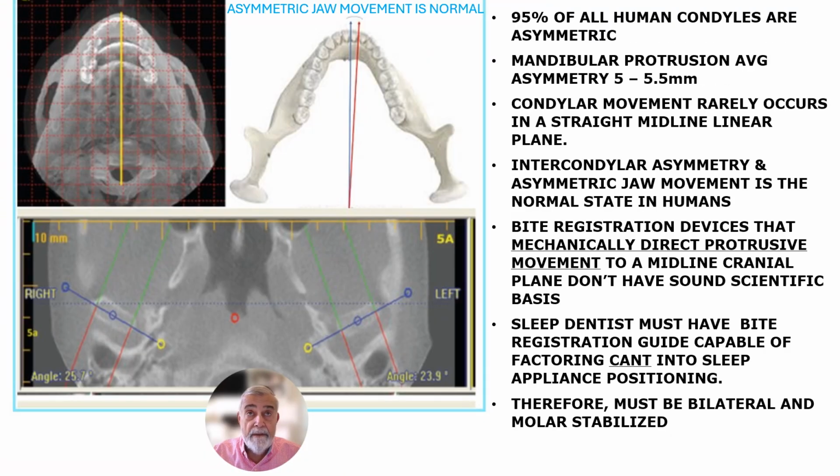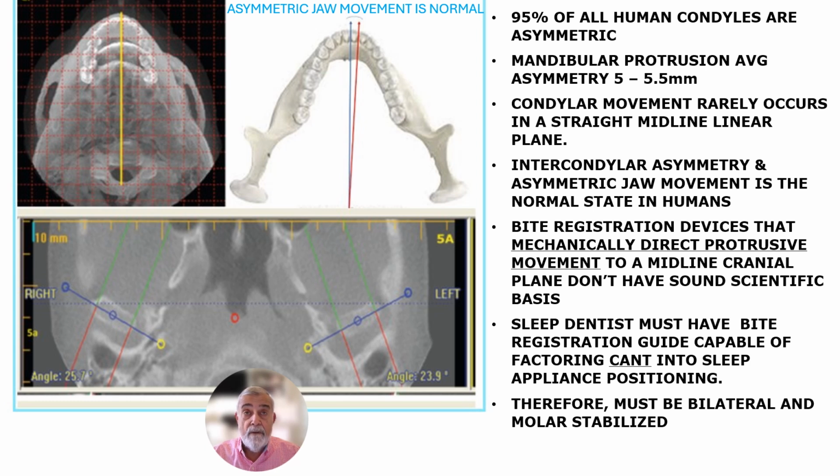Moses, that's me, demonstrated that 95% of all human condyles are asymmetric relative to a sagittal plane. And the Moses study also demonstrated that anterior mandibular protrusion at the level of the maxillary incisors has an average asymmetry of 5 to 5.5 millimeters. Condylar movement rarely occurs in a straight midline linear plane. Intercondylar asymmetry and asymmetric jaw movement is the normal state in human beings. Bite registration devices that mechanically direct protrusive movement to a midline cranial plane do not have a sound scientific basis.